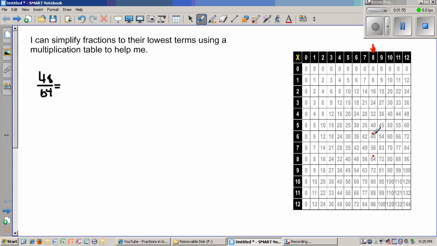So how does this help us see what the fraction is in simplest form? Well, can we say that 6 times 8 is 48? We sure can. Can we say that 8 times 8 is 64? We sure can. So our simplified fraction will be 6 over 8.